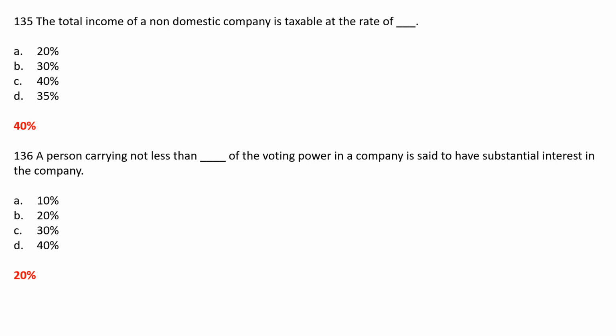A person carrying not less than dash of the voting power in a company is said to have substantial interest in the company. Option A 10%, option B 20%, option C 30%, option D 40%. The correct answer is option B 20%. A person carrying not less than 20% of the voting power in the company is said to have substantial interest in the company.